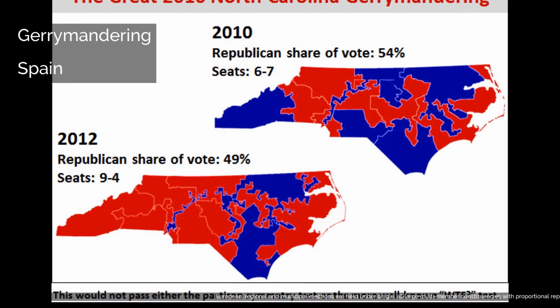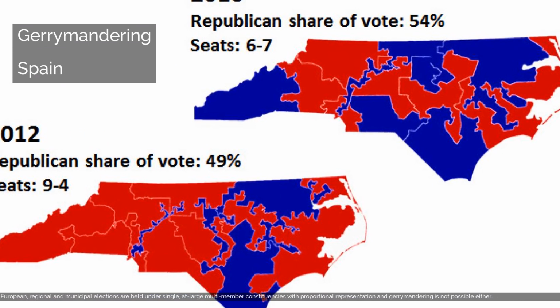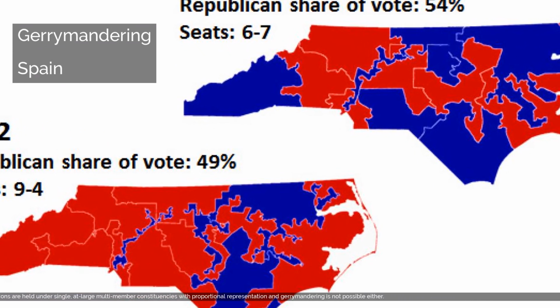European, regional and municipal elections are held under single, at-large multi-member constituencies with proportional representation, and gerrymandering is not possible either.